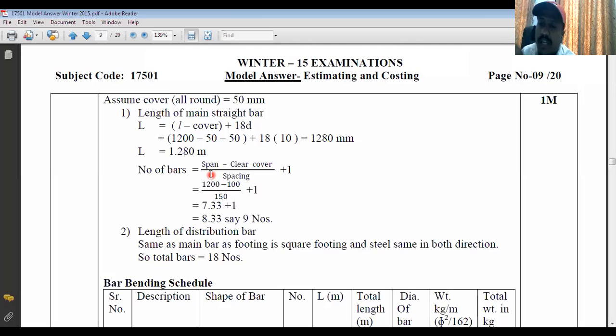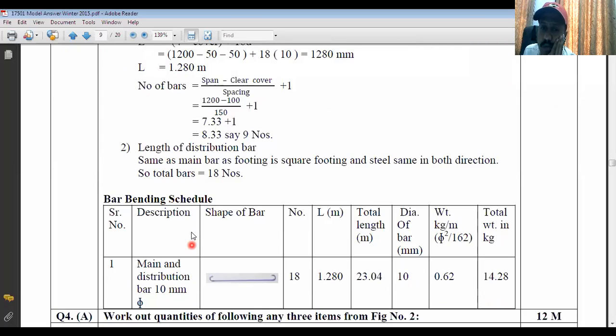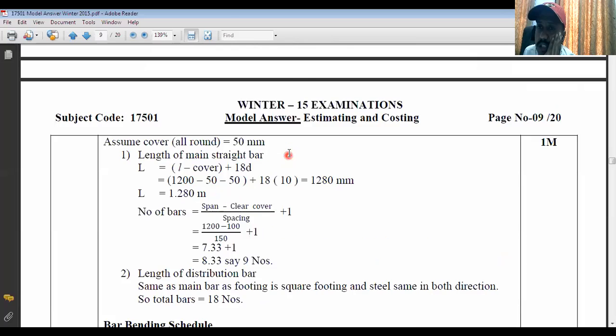Now again for the distribution bar, it is the same. Why? Because they are not bent up bars and they are using the same bar.